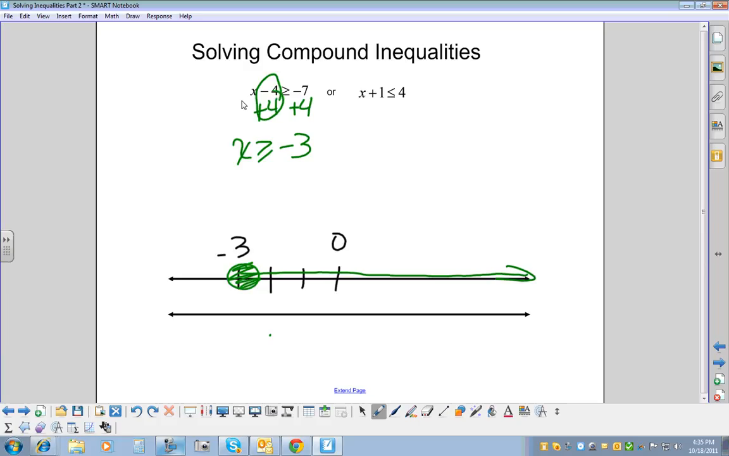Now I need to do the other one. I need to solve this one as well. I'm going to subtract 1 from both sides. X is less than or equal to 3.